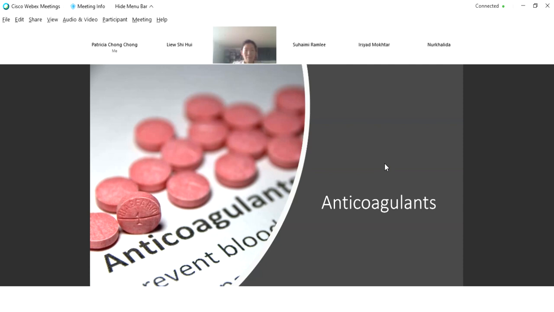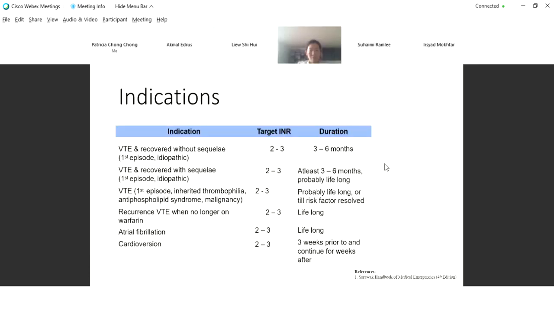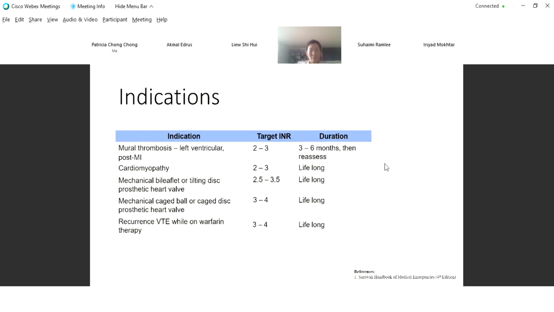I will proceed with the anticoagulants. There are a few indications for anticoagulants, such as venous thromboembolism, whether they recovered with or without sequelae, whether it is the first episode of venous thromboembolism or a recurrent case. Also, there are other indications such as atrial fibrillation, cardioversion, mural thrombosis, cardiomyopathy, patients with prosthetic heart valves, whether mechanical bileaflet or tilting disc, or mechanical caged ball or caged disc, and also recurrent venous thromboembolism while on warfarin therapy.